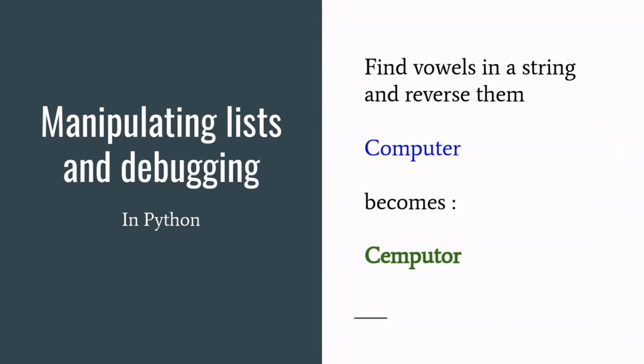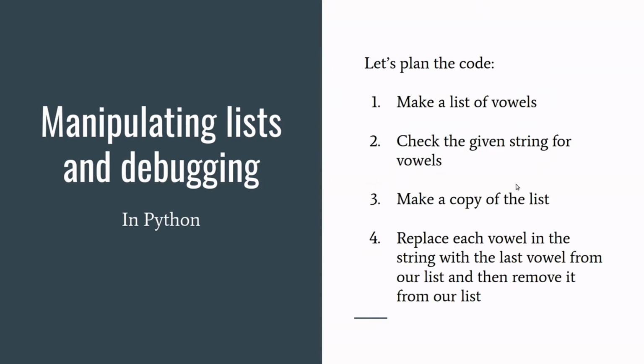So there are 5 vowels in the English alphabet: A, E, I, O, and U. For instance, in the word computer, if we reverse the vowels, we will end up with C-E-M-P-U-T-O-R. Now, to do this with code, the first thing we want to do is make a list of those vowels, A, E, I, O, U. Next, we want to check the given string to see if it contains any of those vowels.